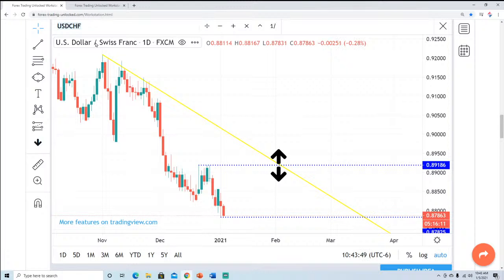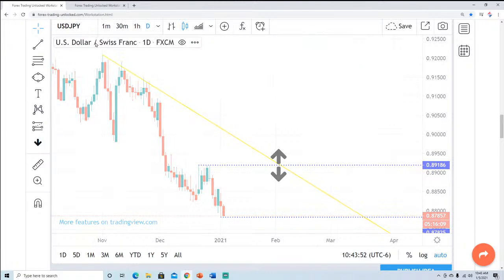All right, now let's go and look at the U.S. dollar Japanese yen and see what's going on. So our first flight to quality currency that we looked at was the Swiss.